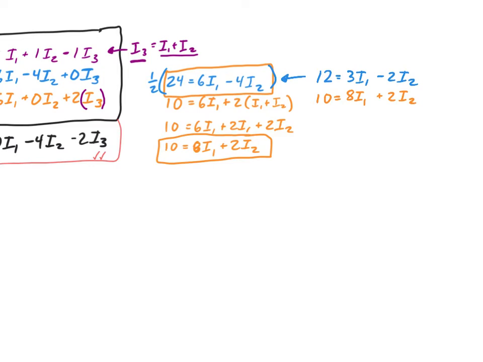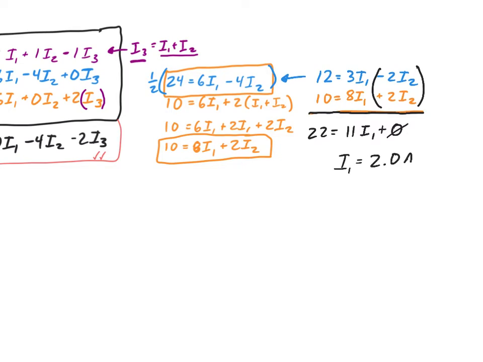To the point where if I add them together, much like I did with the black equation earlier, something's going to cancel out. These two terms add to 0. 12 and the 10 add to 22. 8 and the 3 add to 11 I1. And when I divide both sides by 11, I get I1 is equal to 2.0 amps.